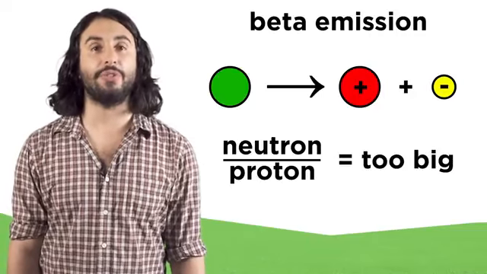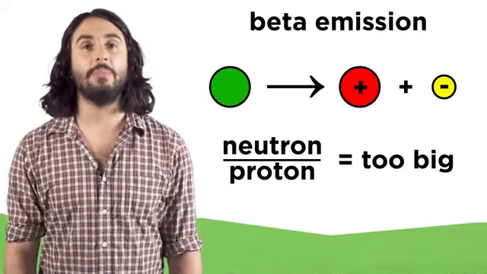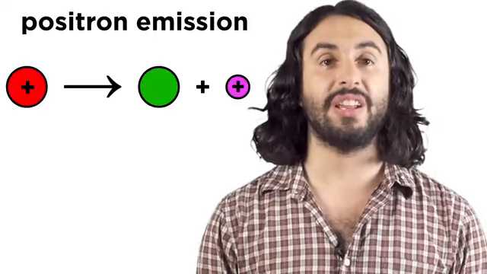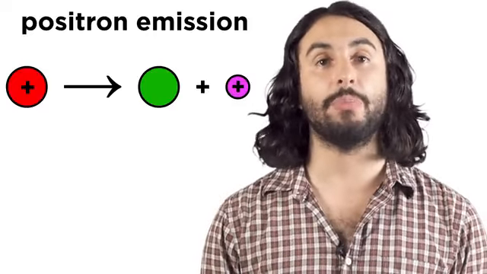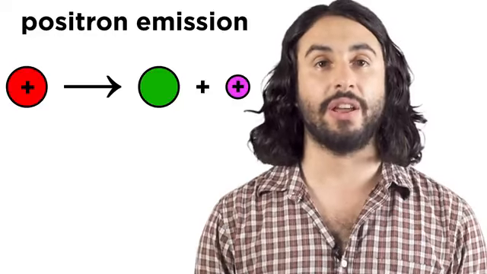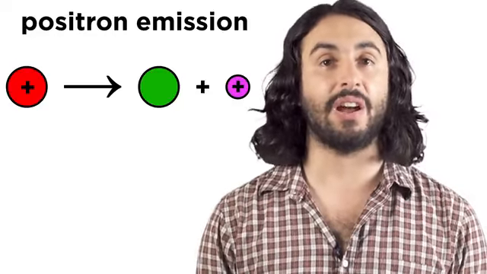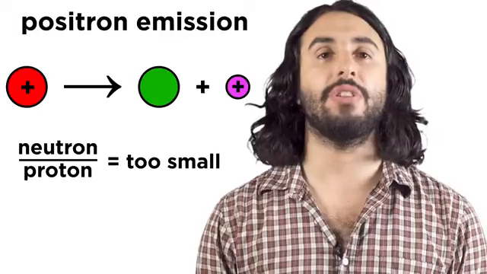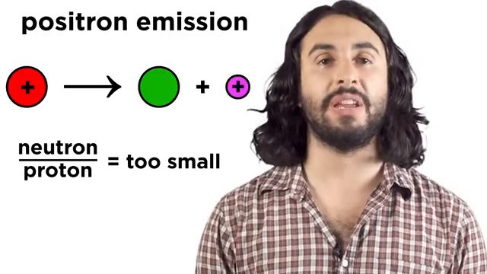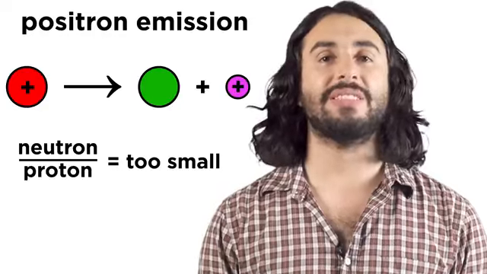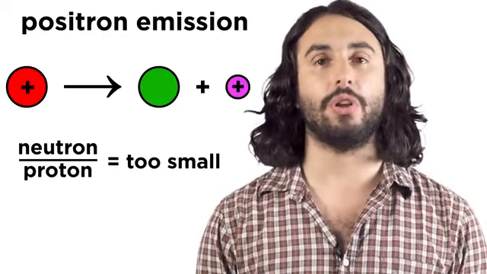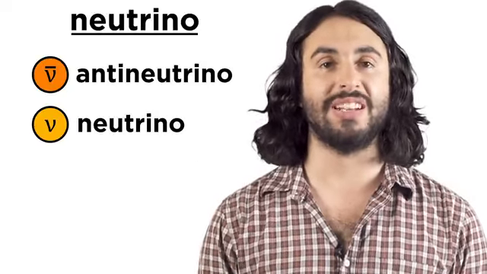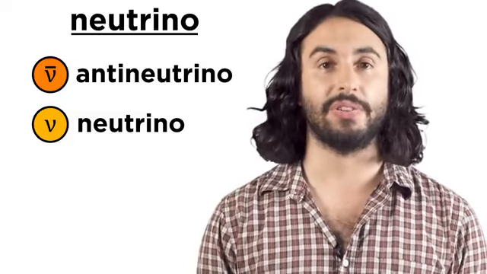A nucleus would do this if the neutron to proton ratio was too high, meaning too many neutrons, as this would adjust that ratio favorably. Positron emission is just the opposite, when a proton becomes a neutron. This will emit a positron because this is the process that is the opposite of beta emission, and a positron is the opposite of an electron. This would happen if the neutron to proton ratio was too low, meaning too many protons. With both of these types of decay, there is also a tiny particle called a neutrino that is emitted. In beta emission, it's an antineutrino, and with positron emission, it's a regular neutrino. More on that in particle physics.